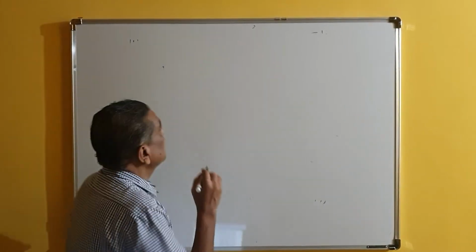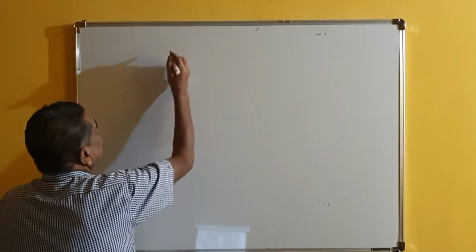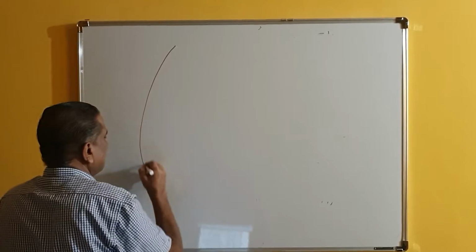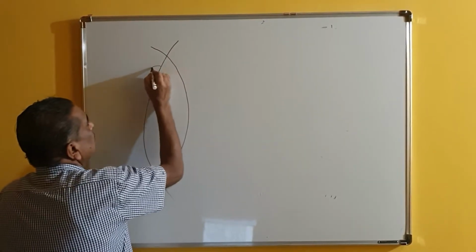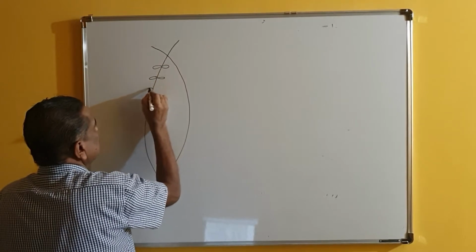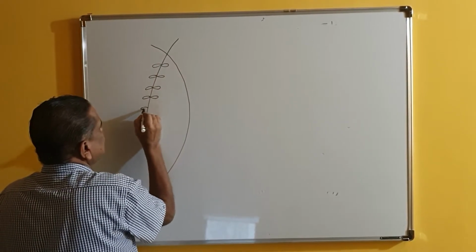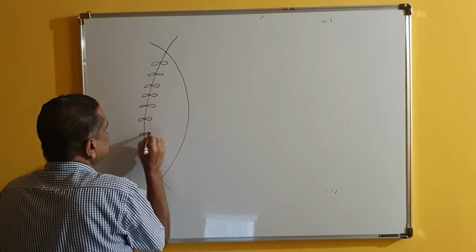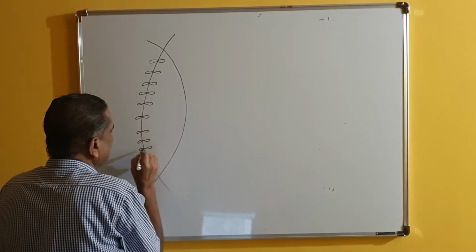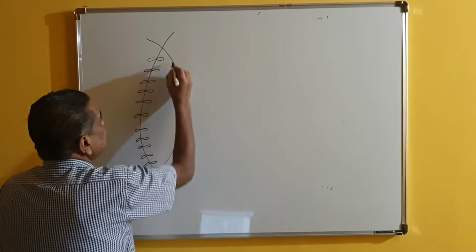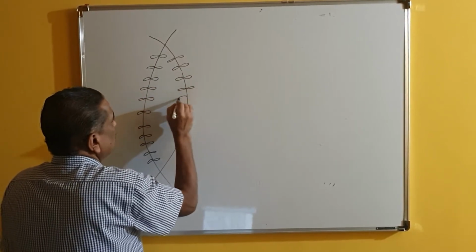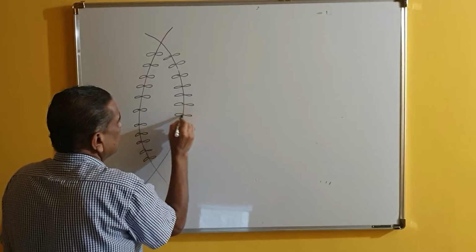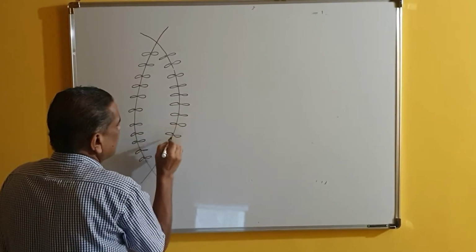In the normal case, lampbrush chromosomes have the structure of the brush which is used to clean the glass covers of the lamps in the olden days. So they appear like this. Such structures are called lampbrush chromosomes. They are very big sized.